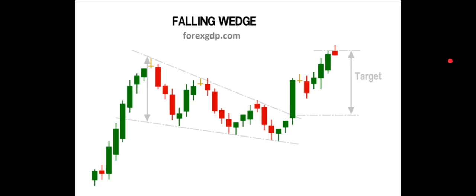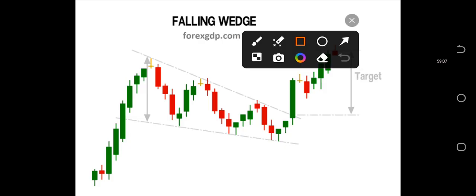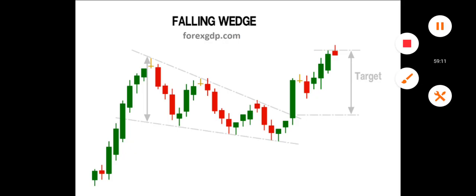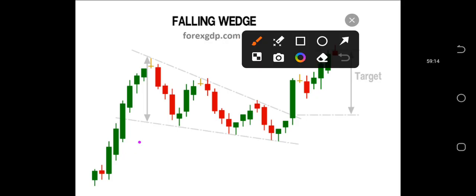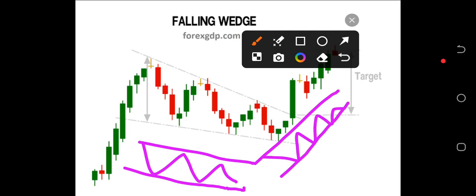So this is a falling wedge. We have rising wedge, we have falling wedge. They are just opposite of themselves. For the rising wedge, the wedge is going to show on the upside like this. Let me draw properly. If this is a falling wedge like this, the rising wedge should be like this, just like the way we saw in the previous example.